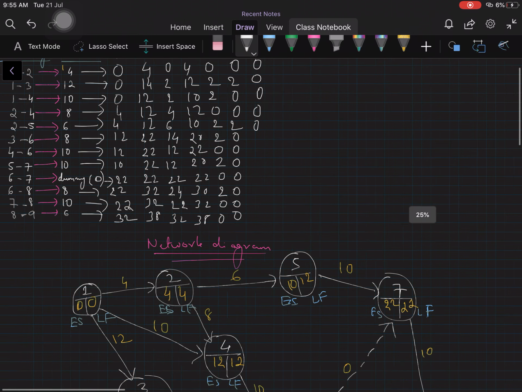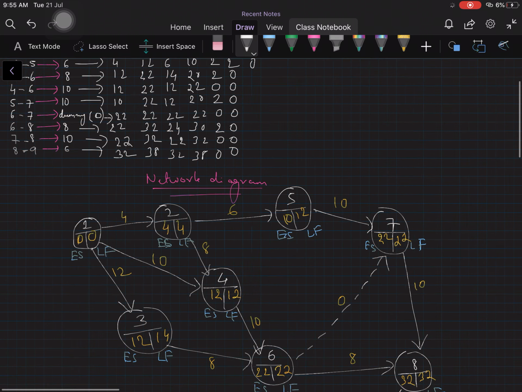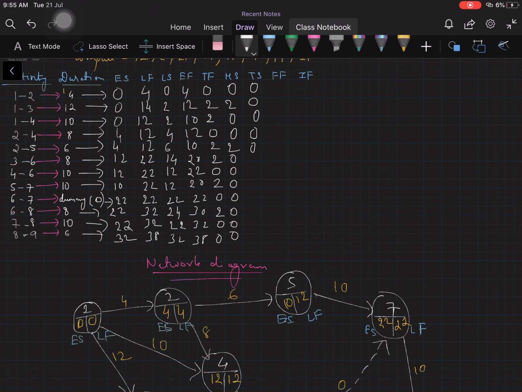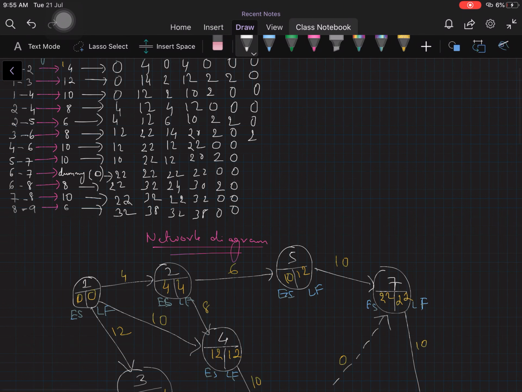Then finally next we have 3. Where is 3? 3 is here. So 3 is late slack is what? 14 minus 12, that gives us 2. Then we have 4. 4 is 12 minus 12, that gives us 0.